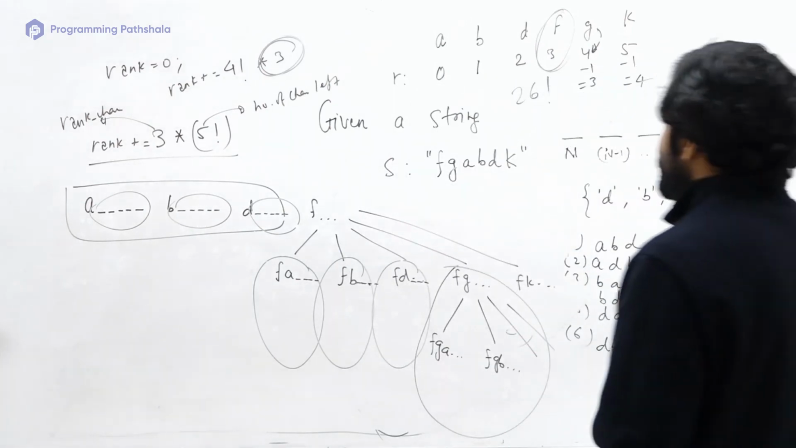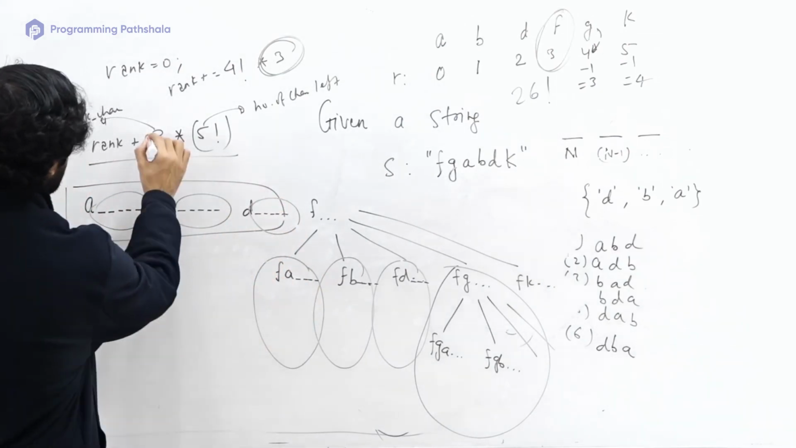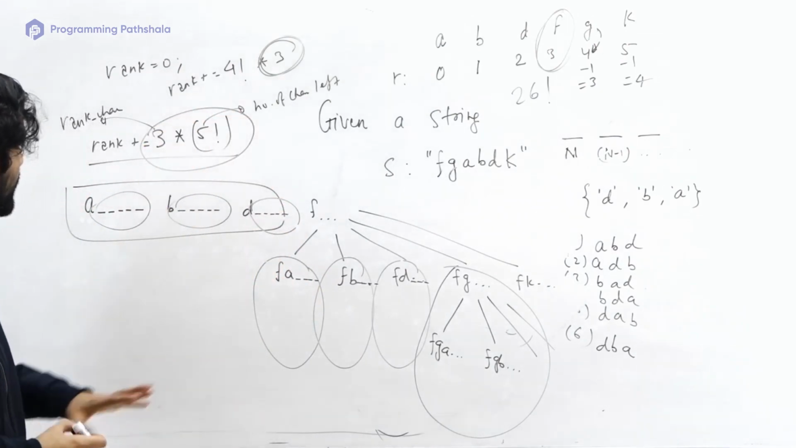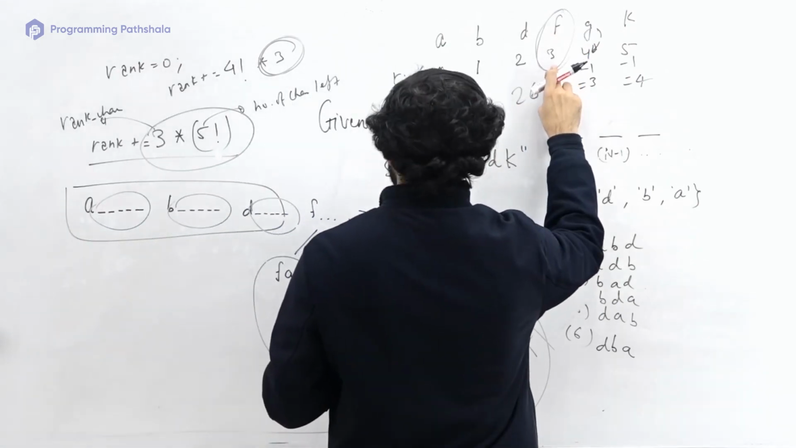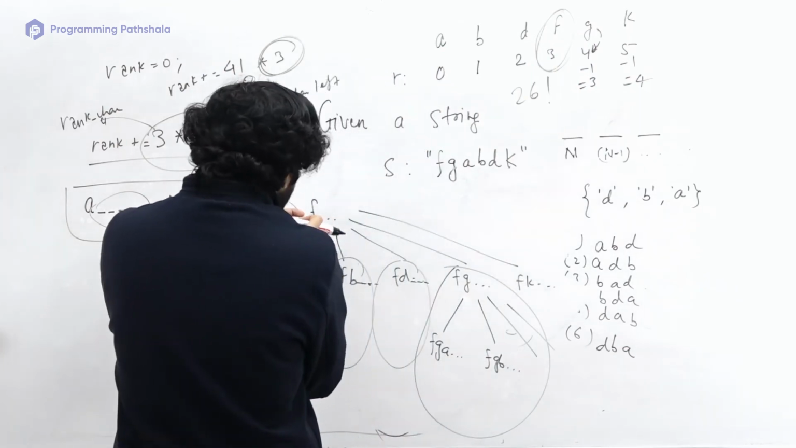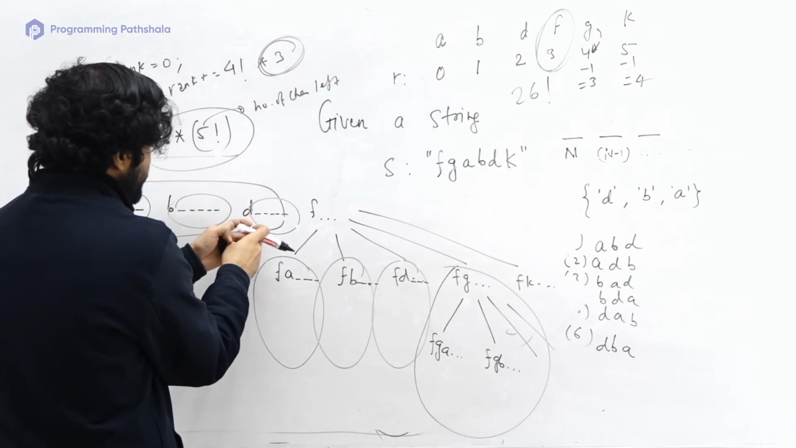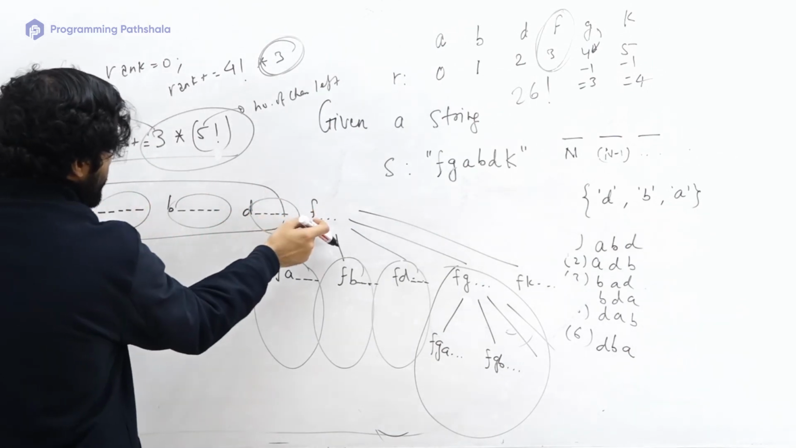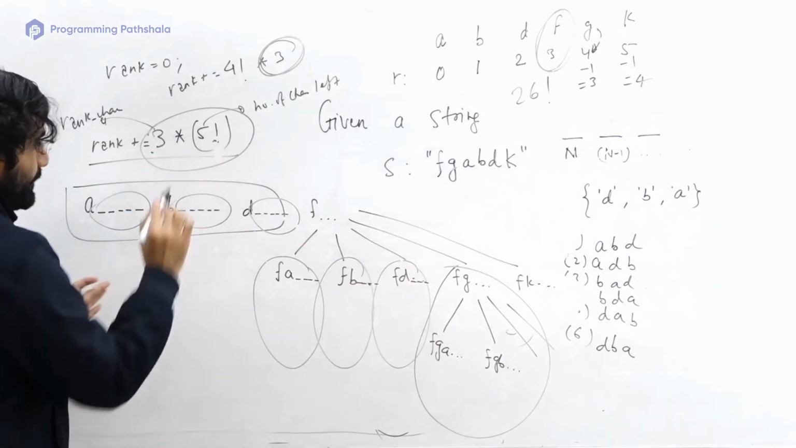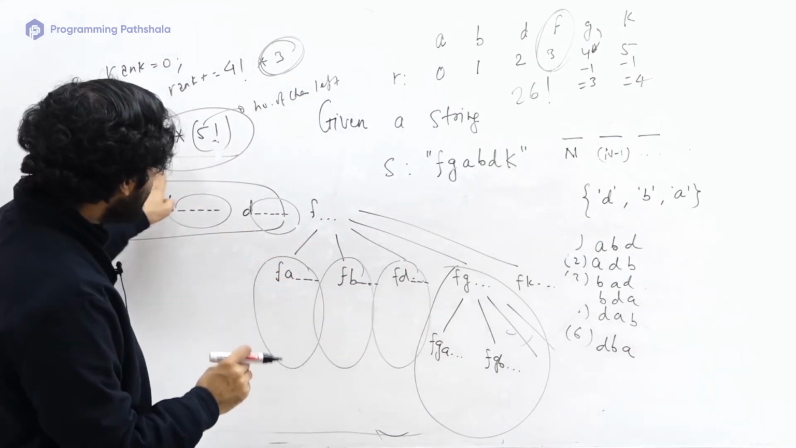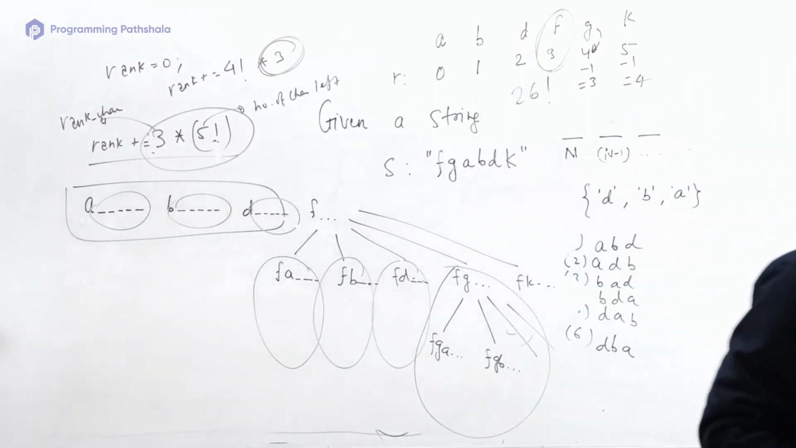So see, here, how did you do 3 into 5 factorial? You did 3 into 5 factorial because the rank of F was 3. And the strings that start with F will definitely come after the strings that start with A, B, and D. So there are 3 families preceding this F family. So you did 3 into 5 factorial, correct? And this 3 happens to be the rank of F that you had pre-computed. Yes or no? Does everyone agree with that?